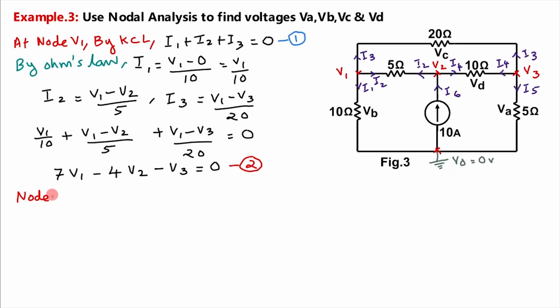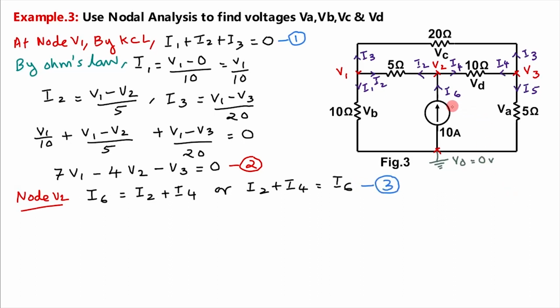Then at node V2 by KCL, Kirchhoff's current law, I6 is coming towards the node while I2 and I4 are going away from the node. So I6 is equal to I2 plus I4, or it can be written as I2 plus I4 is equal to I6. Let it be equation number 3. It is given that I6 is equal to 10 ampere.